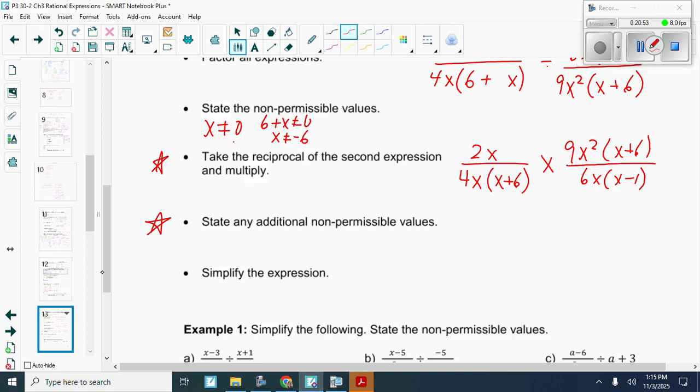We have x can't equal 0 on this one. So here x can't equal 0 and x cannot equal 1. The x cannot equal 0, we already have in our list. So this just introduces one more non-permissible value.